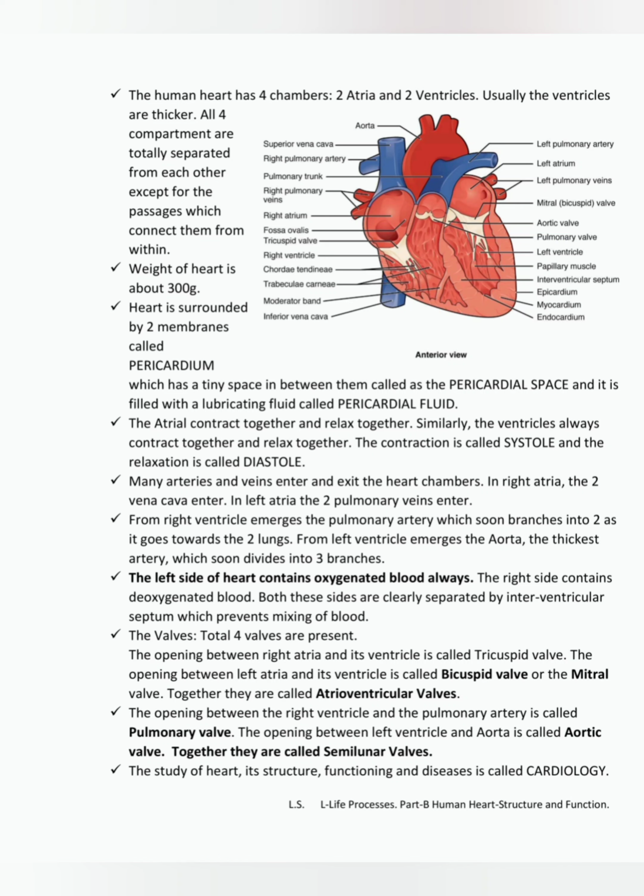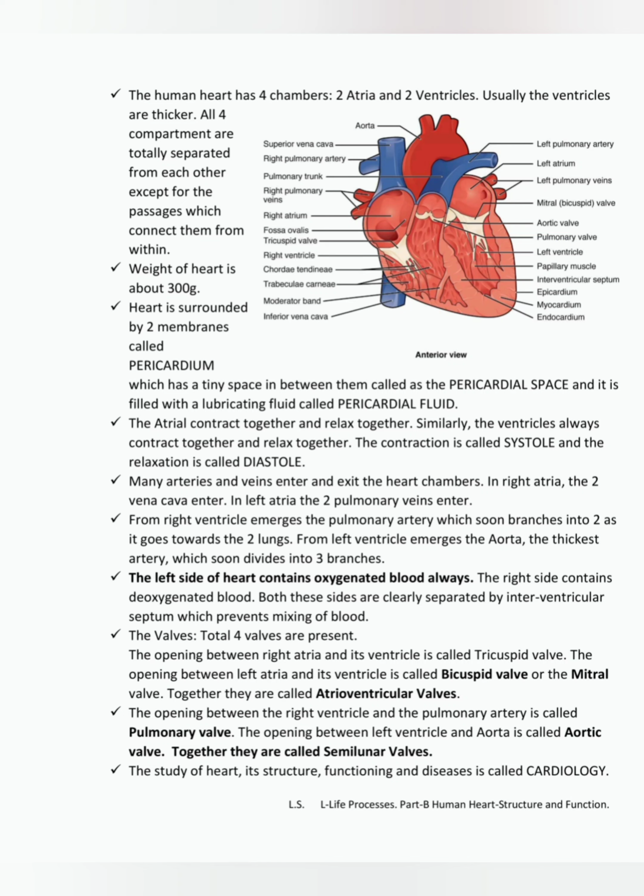The valves. Total four valves are present. The opening between the right atrium and its ventricle is called the tricuspid valve. The opening between the left atrium and its ventricle is called the bicuspid valve or mitral valve. Together they are called the atrioventricular valves.